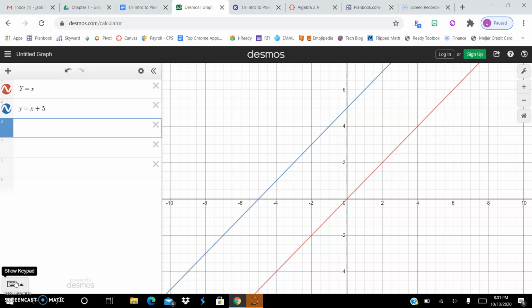So what happened here? Well, if I look at the point 0, 0, right here, I can see that it slid up 5 units. And that is true with every point. So if I go over here, this point, if I go up 5, I still land on that blue line. So this is a translation up 5.